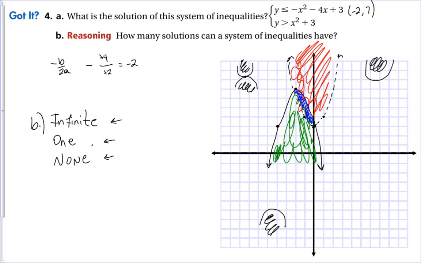So that's one solution. Or you could have a parabola up here with the shading above it, and a parabola down here with the shading below it, and they would never have any hope of crossing paths. So no solutions. Alright.